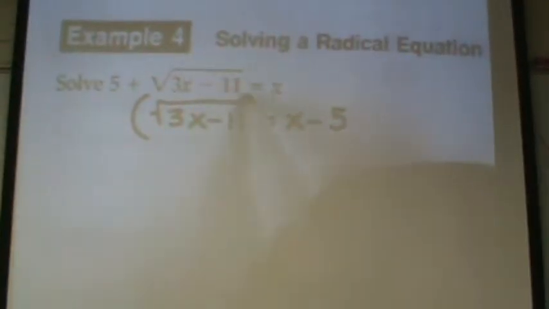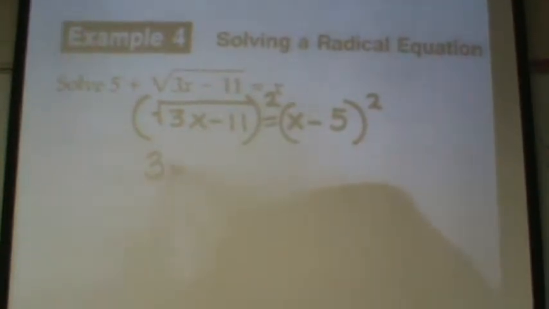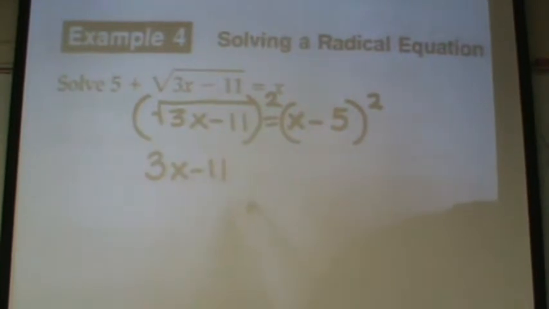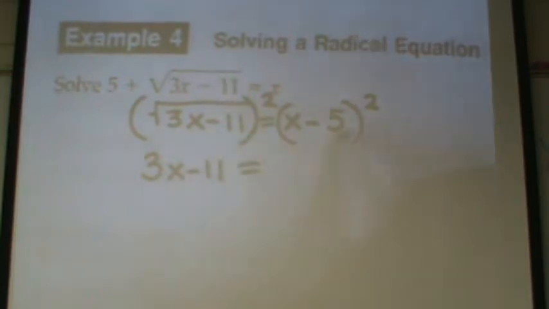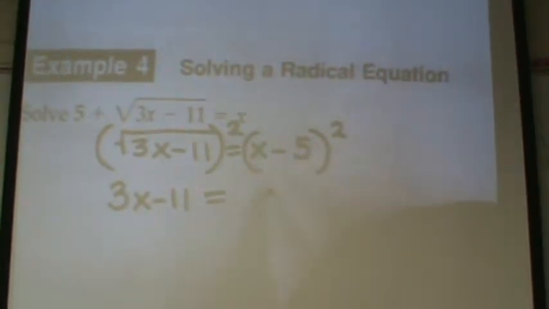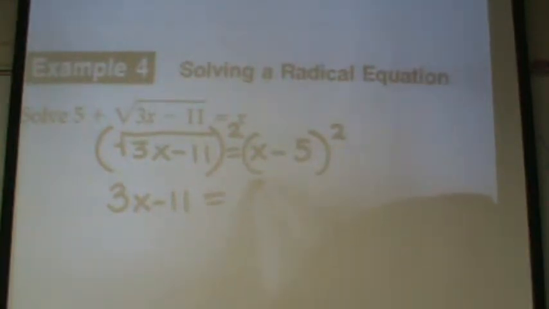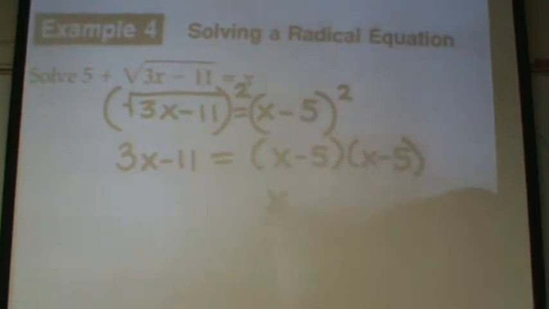Square both sides. Excellent. Now, this is the trouble. You have to square that binomial. The left side you guys don't have problems with. You know that the square root of 3x minus 11 squared is 3x minus 11. But it's this side. Please, you don't square these individually. This is not a product. You have to square them as a binomial. So what you want to do is x minus 5 times x minus 5, which means you have to FOIL this. You end up with x squared minus 10x plus 25.